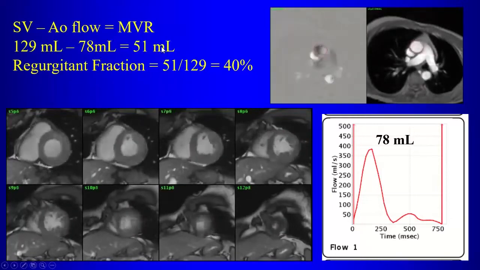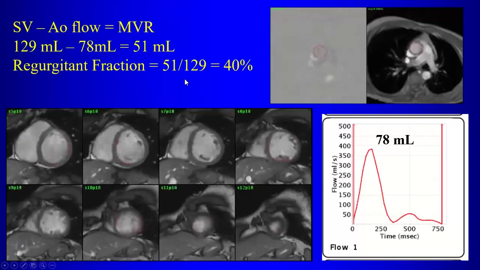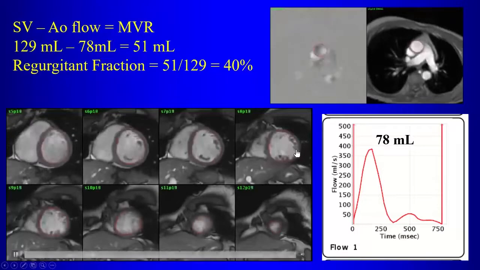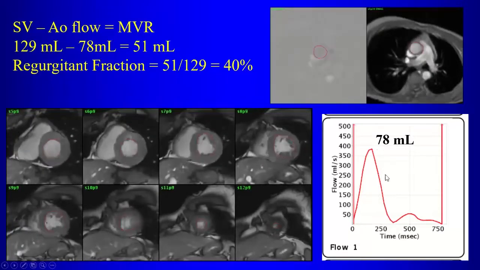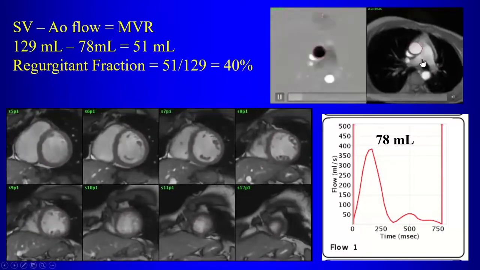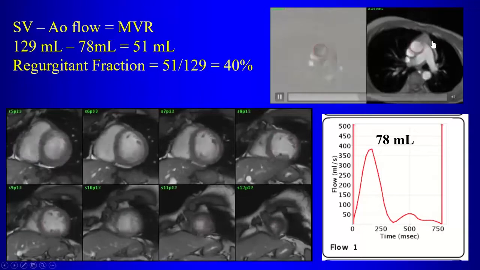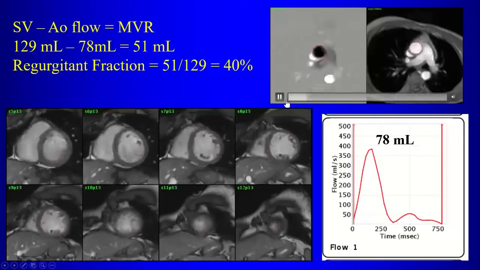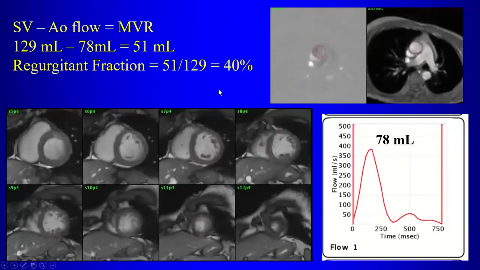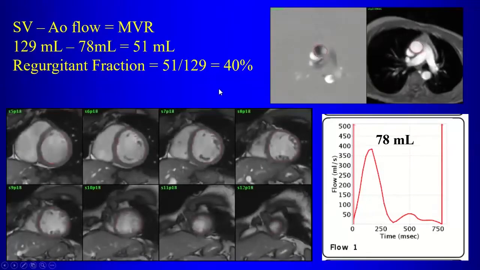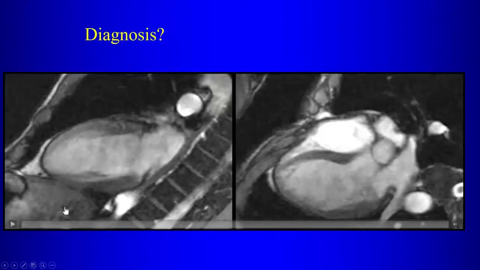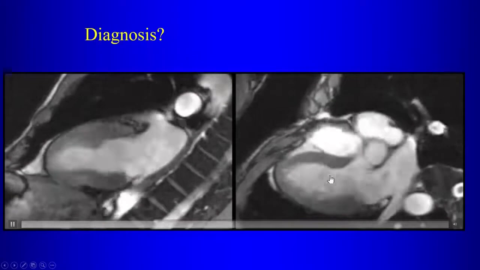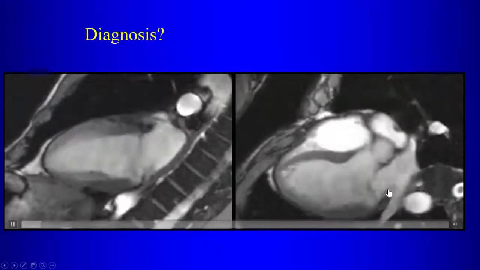So in this example, the stroke volume was 129 milliliters. The flow through the ascending aorta was 78 milliliters, which meant that our mitral regurgitant volume here was 51 milliliters. And then from there, we can calculate a regurgitant fraction, which was 40% in this patient. This is the flow curve through the ascending aorta, which we can derive from our phase contrast measurements within the ascending aorta just above the aortic valve.